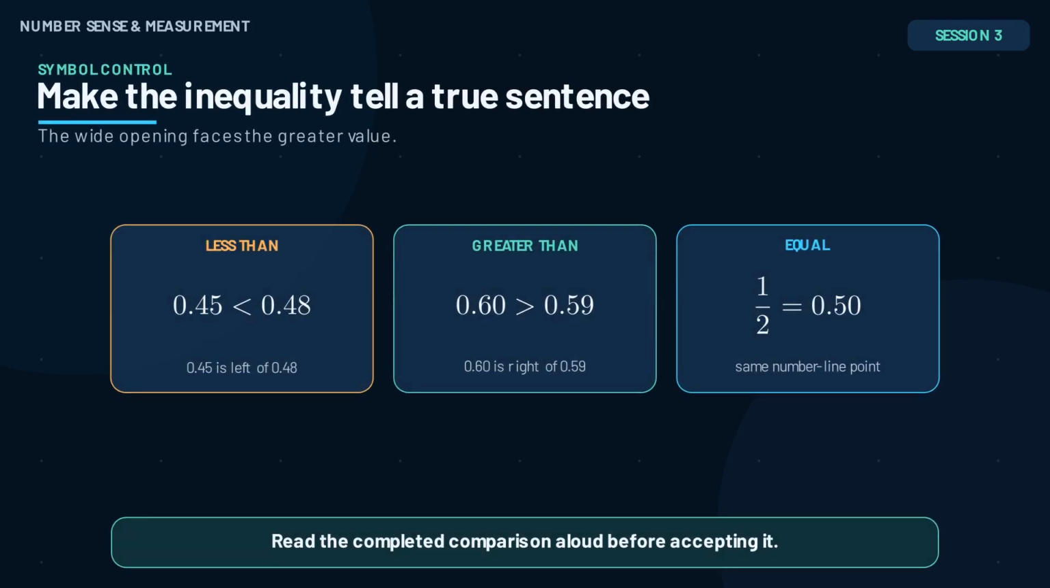An inequality symbol records order. The wide side faces the greater value, and the pointed side faces the lesser value. A reliable check is to read the statement aloud. 0.6 is greater than 0.59 is true. 1/2 equals 0.50 is also true. The symbol should agree with the number line positions.